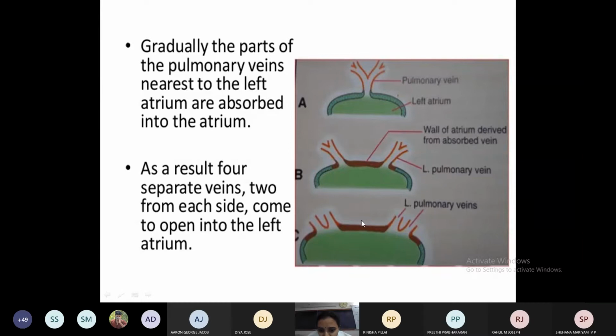See here, initially single, then two, then four. All these four pulmonary veins are absorbed into the wall of the primitive atrium, until all four veins are separate. They are opening into the chamber of the left atrium separately. So the posterior smooth part of the left atrium is formed by absorption of the pulmonary veins into the primitive atrium.